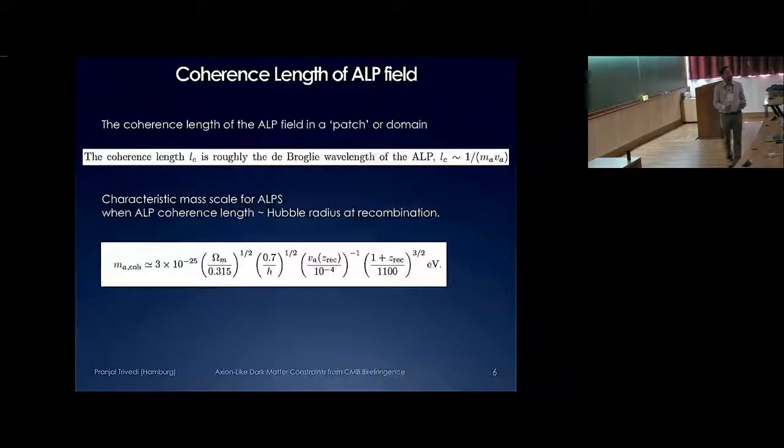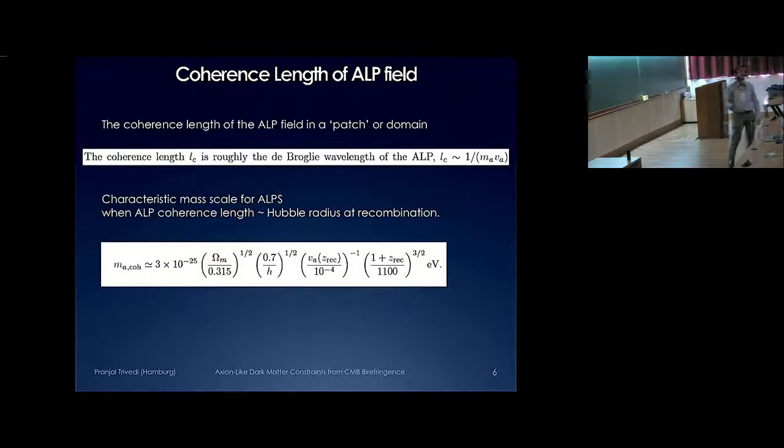One important thing when trying to look for this effect, when you think of ALPs making up the dark matter on the large scales in the universe, is what is the coherence length of the ALP field. The coherence length of the ALP field in one patch is roughly the de Broglie wavelength of the ALP. So the coherence length goes as 1 by the ALP mass and the velocity of the ALP.